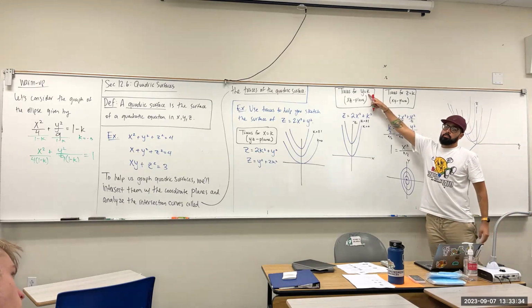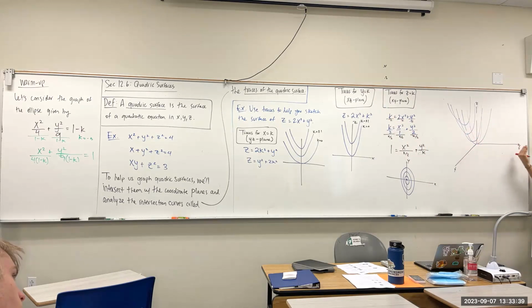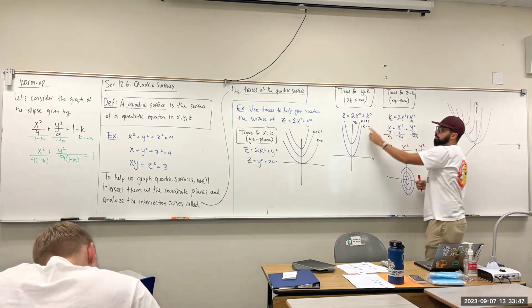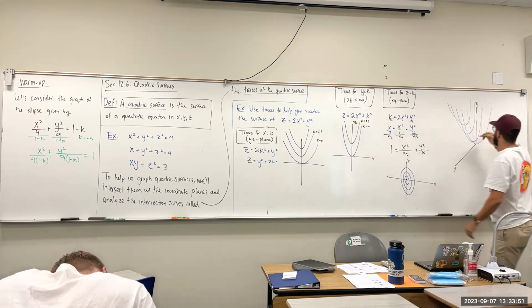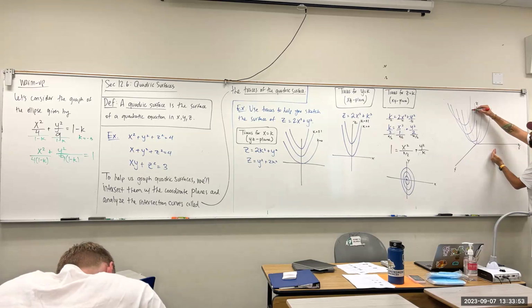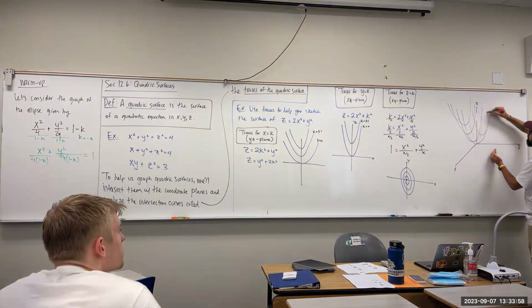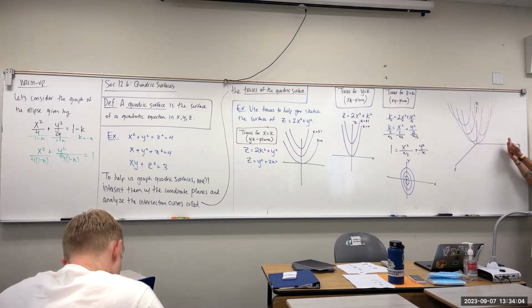Let's increase y equaling k so that these red parabolas are going this way towards the positive y direction. What happens to the parabolas? As y is increasing, what happens to them? They go up, right? So as y is increasing, they're going to go in front of each other, but they're going up. Like that. They're in front of each other. Okay?